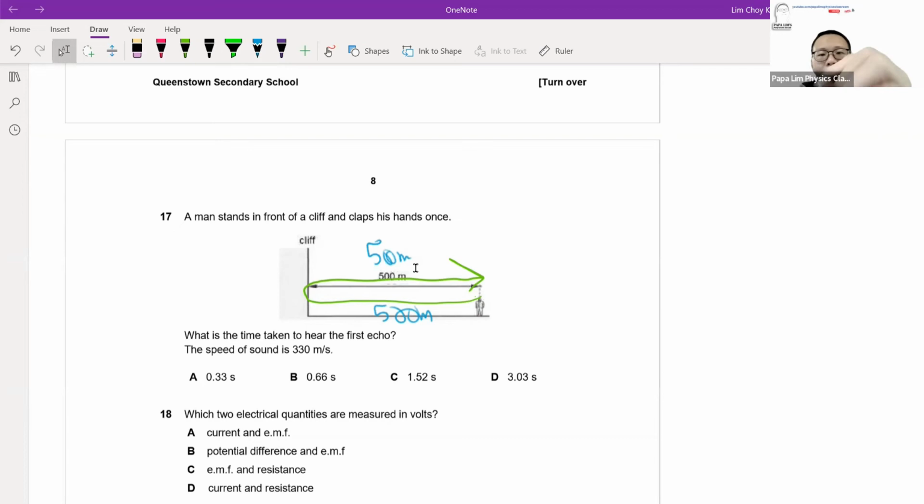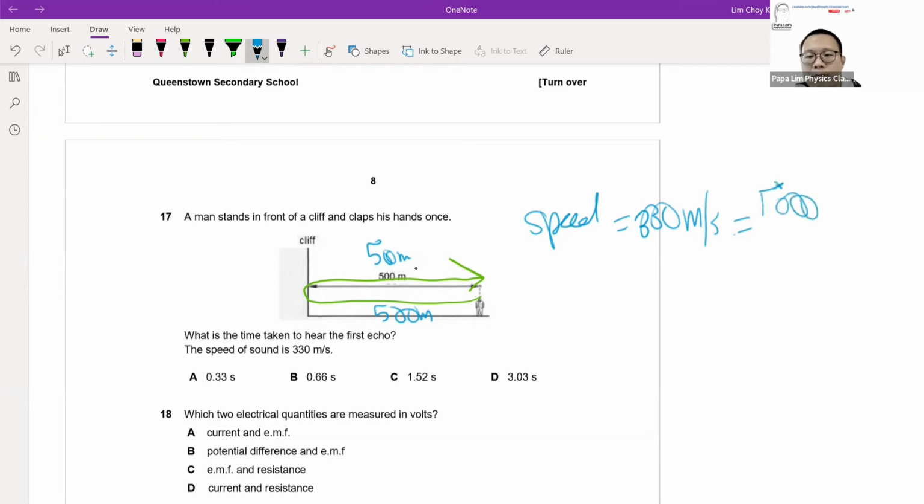Given that the speed of sound is 330 meters per second, and the distance is 1,000 meters, the time taken, which is unknown, is distance divided by speed.